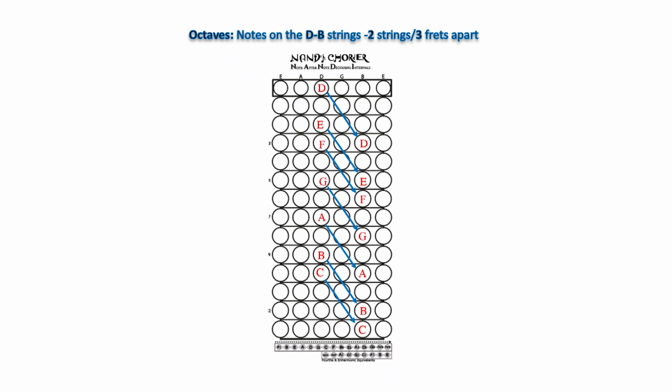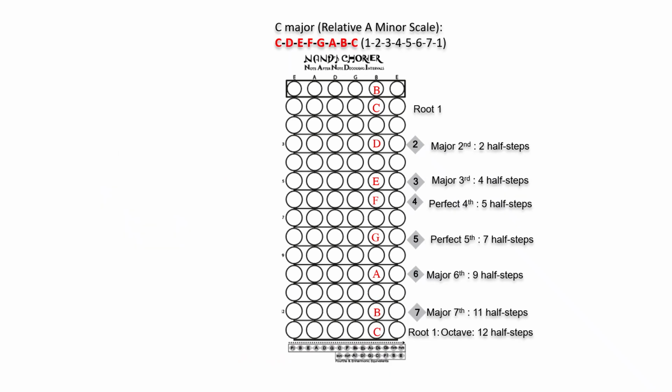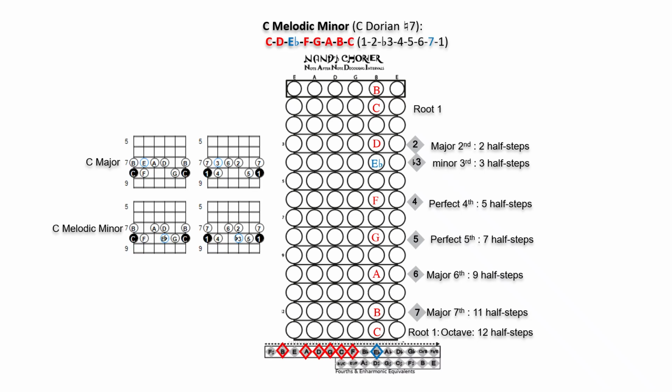Because the B string is tuned a major 3rd above G, instead of a 4th, octaves from the D string move 3 frets up instead of 2. These notes form B Locrian, the 7th mode of C major. Every degree is lowered except the 4th. With C as the root, the scale is C major. Lower the 3rd to E flat to get C melodic minor, also called Dorian natural 7.